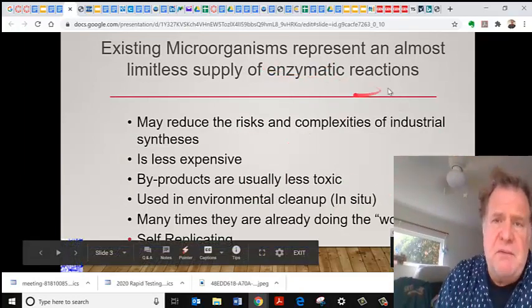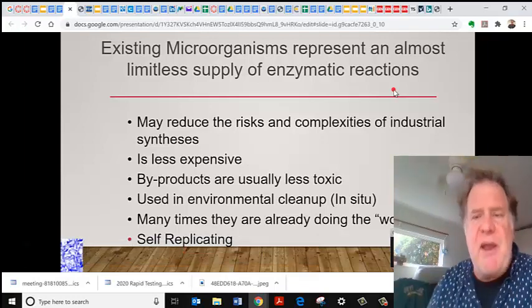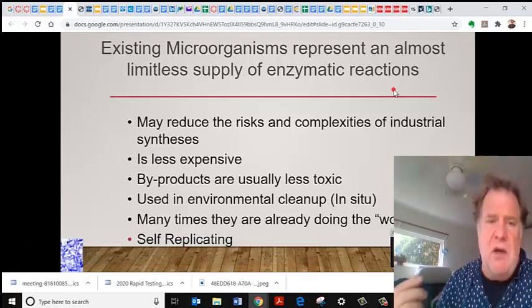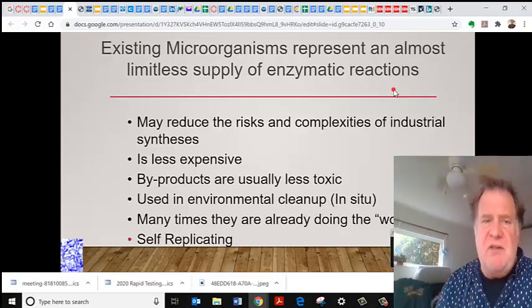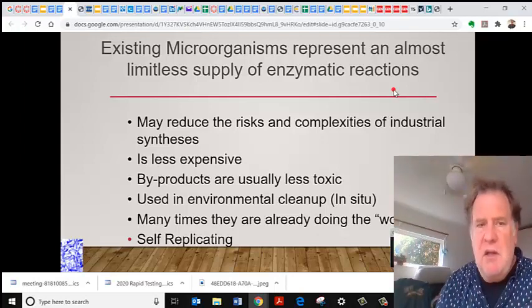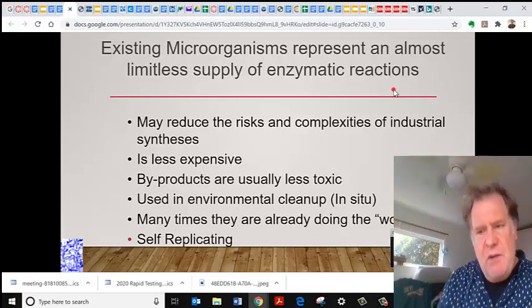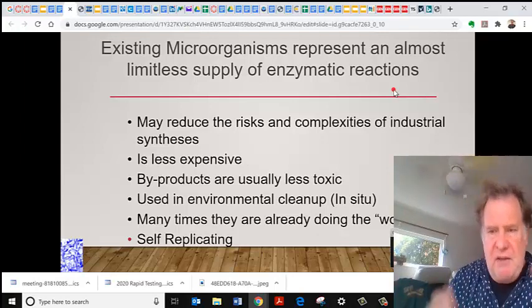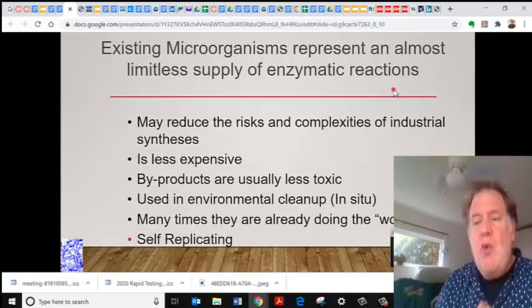But what I want to do is just say that there are lots of microorganisms out there that we have no idea what they are and what they do. These organisms represent an almost limitless supply of enzymatic reactions. In the last couple of days, we've been talking about how enzymes do work inside of the cells, but those enzymes can also do work for us as well.